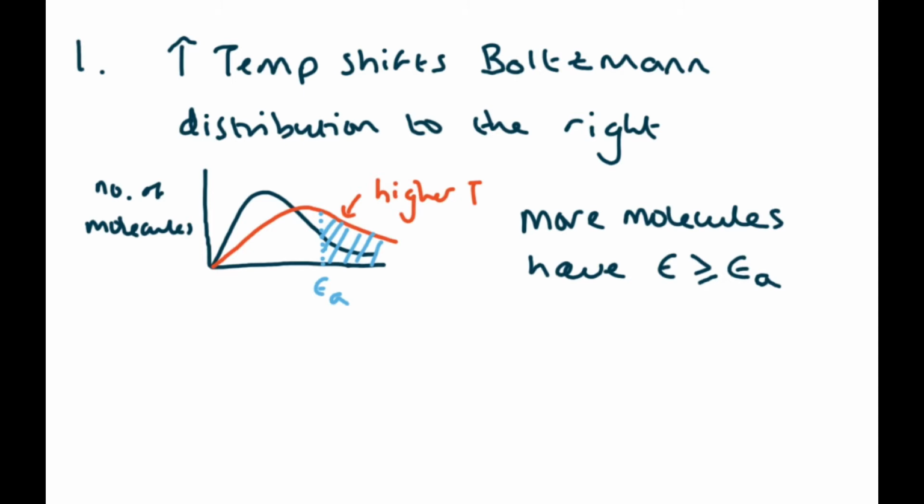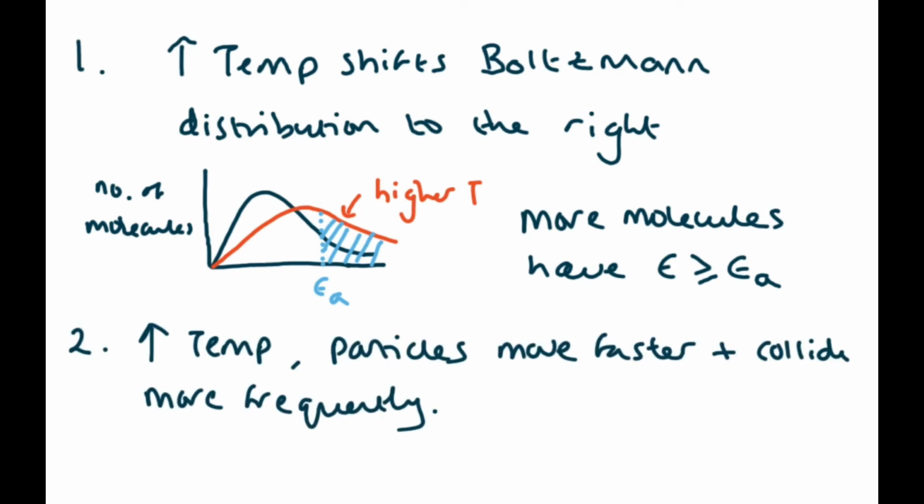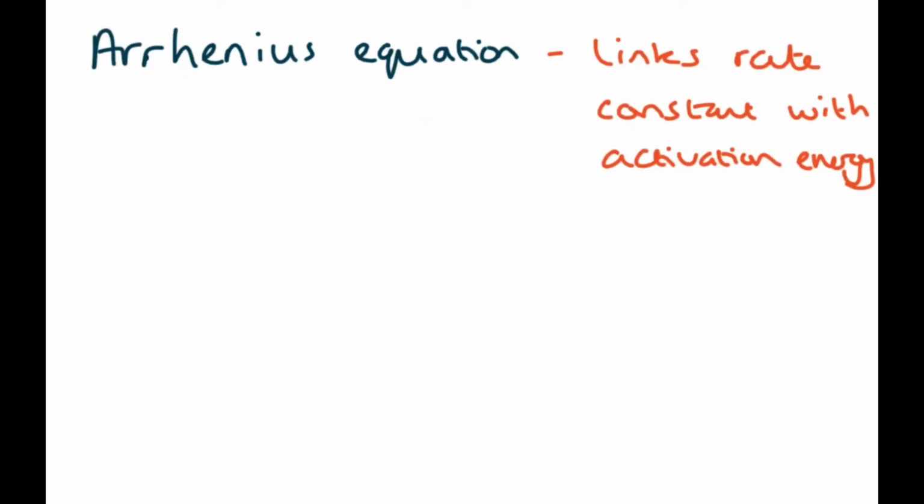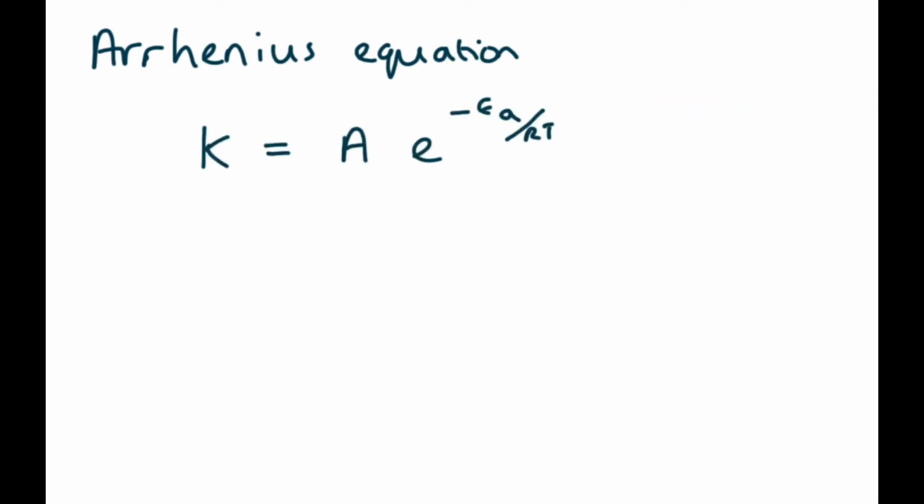So you should be able to recall that from the first year rates. And also, when you increase the temperature, the particles are moving faster and they collide more frequently. So just hold those two things in your mind initially, and we'll come back to them in a second. The Arrhenius equation is an equation linking rate constant with activation energy.